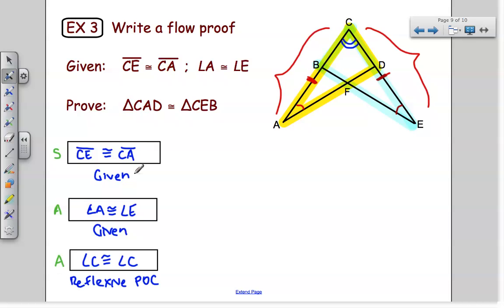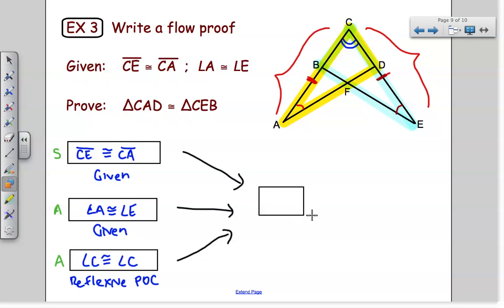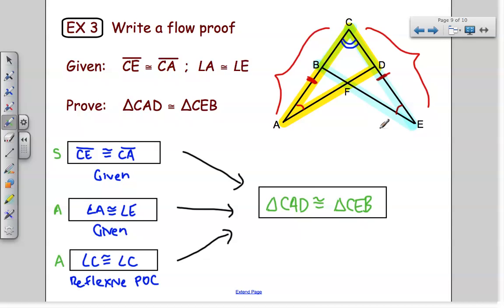I have three pieces of info, so all three of these together should allow me to say in my last statement that the triangles are congruent. I'll list exactly what they wanted me to prove: that triangle CAD is congruent to triangle CEB. They wouldn't have given me something I can't prove, so this has to work. My question is, is it angle side or is it angle side angle? Because these might not be written in the correct order.